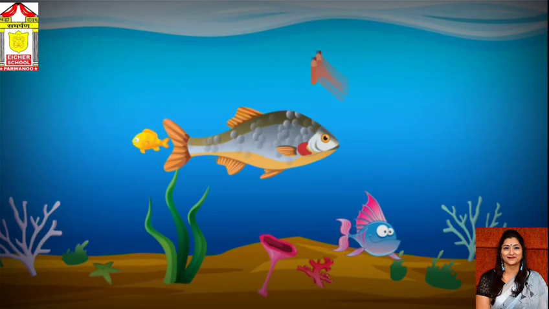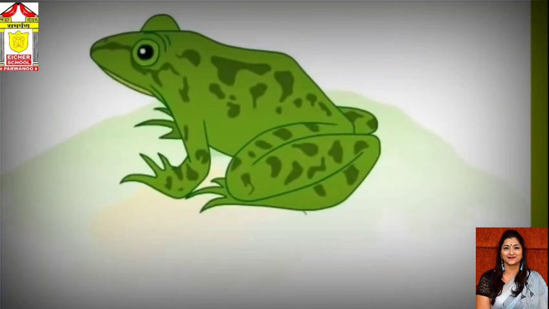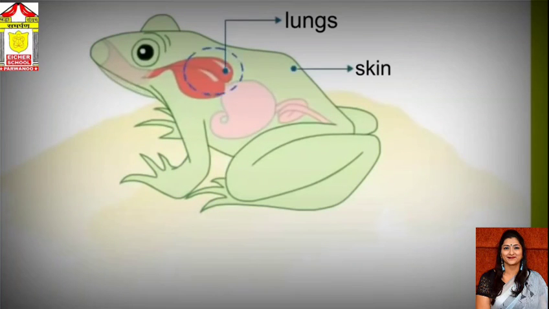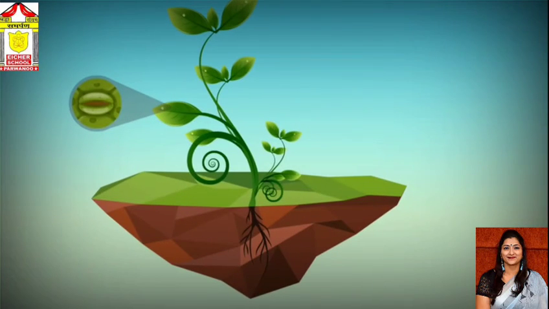Now, let us learn how respiration takes place in a frog. Although frogs have a pair of lungs like human beings, they can also breathe through their skin, which is moist and slippery. So these are different methods of respiration, different methods of breathing, different breathing organs in different kinds of animals. I hope this all becomes clear to everyone.